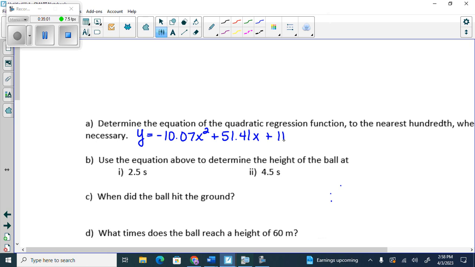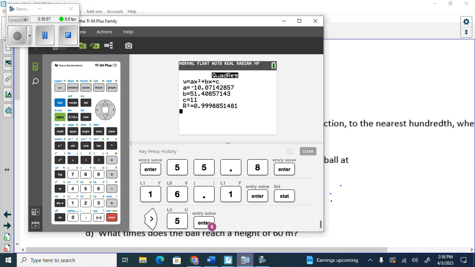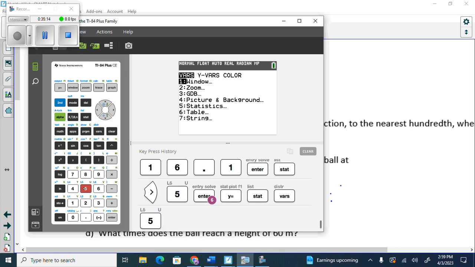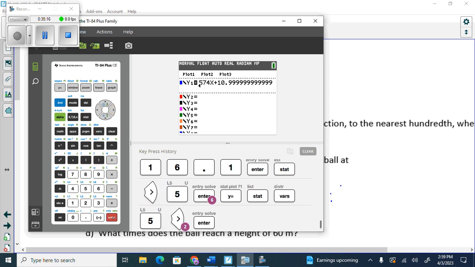And we don't put that into our y equals, we put the actual whole thing into our y equals, right? So we go to our y equals, and we go vars, statistics, over to equation, enter. Does everyone have that? Okay.